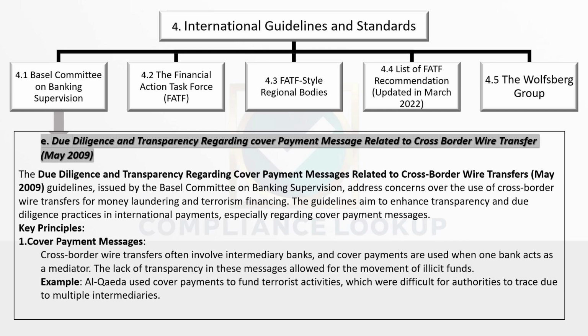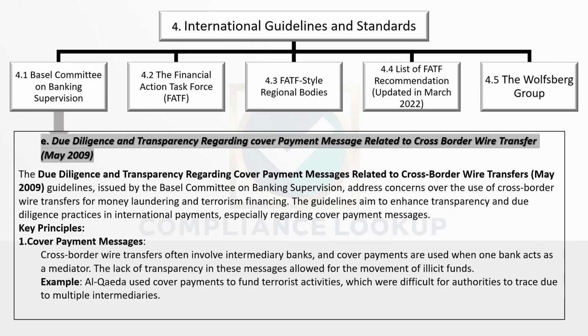Principle: cross-border wire transfers often involve two financial institutions, one initiating the transfer and the other receiving it. In some cases, the payment message may be covered by a payment from a third institution, such as an intermediary. Cover payments are used to complete these wire transfers when there are different intermediaries involved. Issue: in many cases, cover payment messages didn't contain complete information about the parties involved in the transaction, which created opportunities for money laundering and terrorist financing. The lack of transparency in these transactions made it difficult for authorities to trace illicit funds.